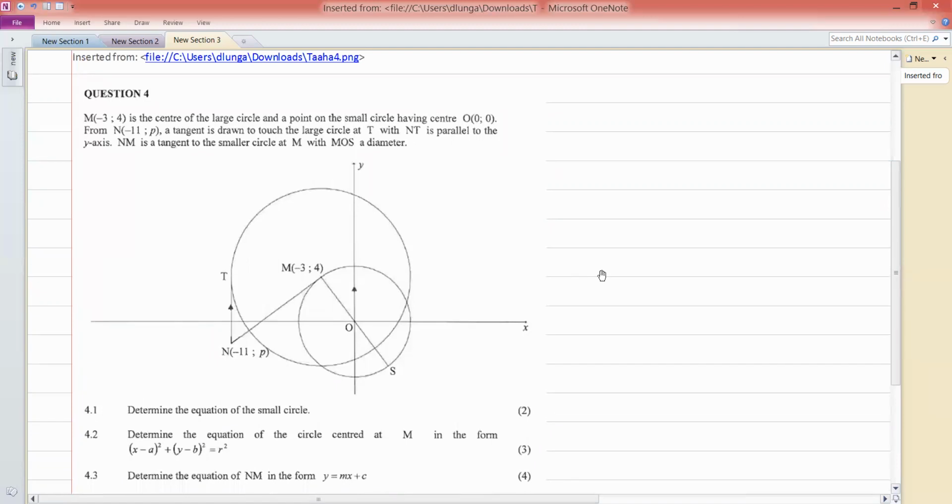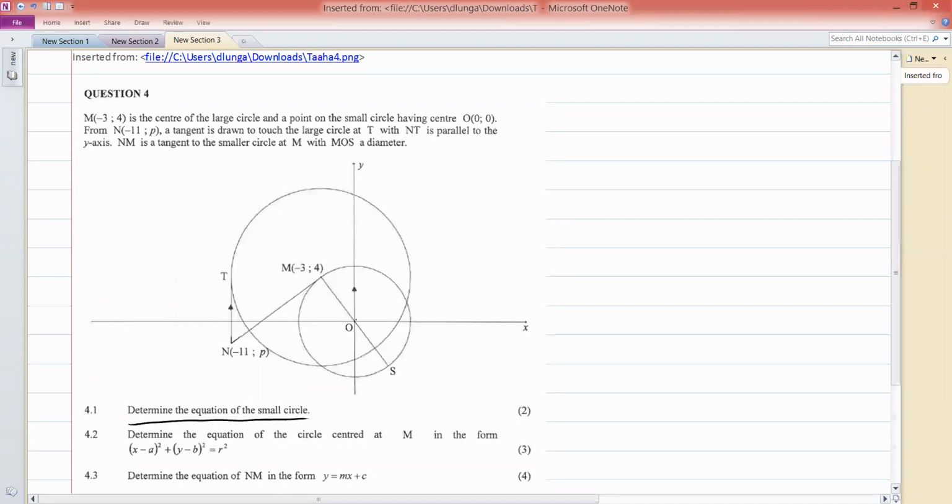So question 4: M (-3, 4) is the center of the large circle and a point on the small circle having center (0, 0). From N (-11, P), a tangent is drawn to touch the large circle at point T, with NT being parallel to the y-axis. NM is a tangent to the small circle at M, with MOS being a diameter. So first things first, determine the equation of the small circle.